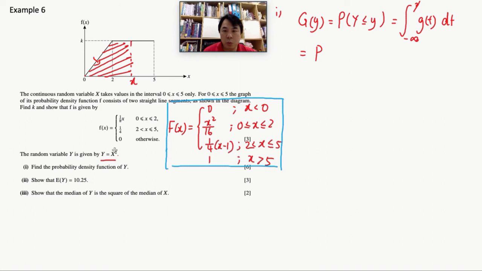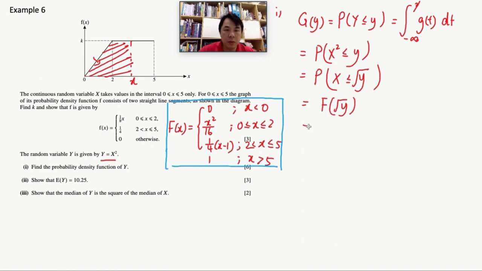That would be P(Y ≤ y), which is P(X² ≤ y), and that would yield X ≤ square root of y. Here we don't really need to consider the negative of this square root because all the x values are positive. So we're only interested in this. That will be the same as F of the square root of y.